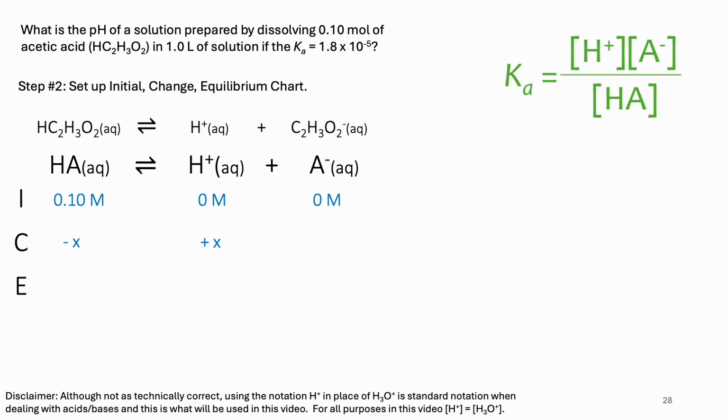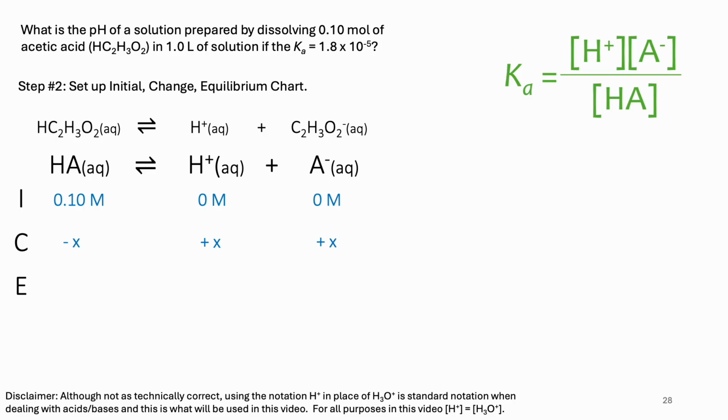Based on the stoichiometry of our reaction, if HA decreases by some amount X, the concentration of H plus and A minus will both increase by that same amount. So the change in the concentration of H plus and A minus will both be equal to plus that same amount X. So in this scenario, we're not given the equilibrium concentrations of any of our reactants or products.